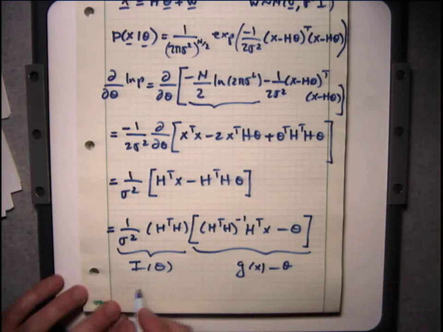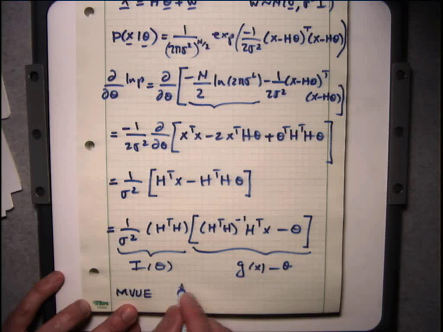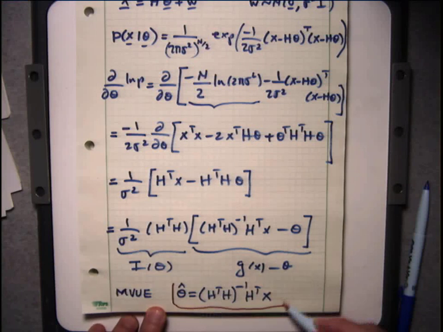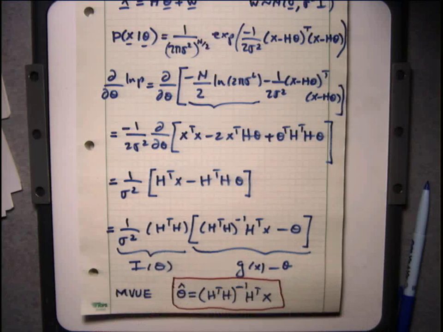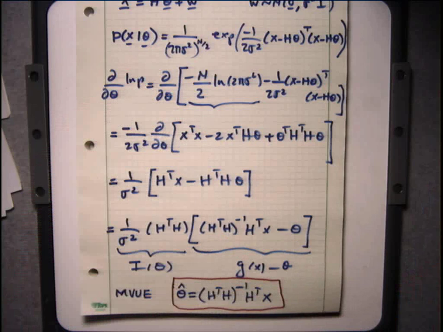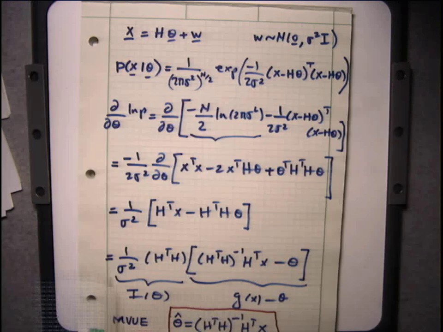So what this means is that, because we're able to write it this way, the minimum variance unbiased estimator for theta in fact exists in this case. And not only does it exist, its formula is given by this: h transpose h inverse h transpose x. Okay? So this may be familiar to you from other contexts. This is in fact what is known as the least squares solution. Now, we derived it here from a completely different point of view, right? We just wrote down the linear model with Gaussian noise, and we got the least squares solution.